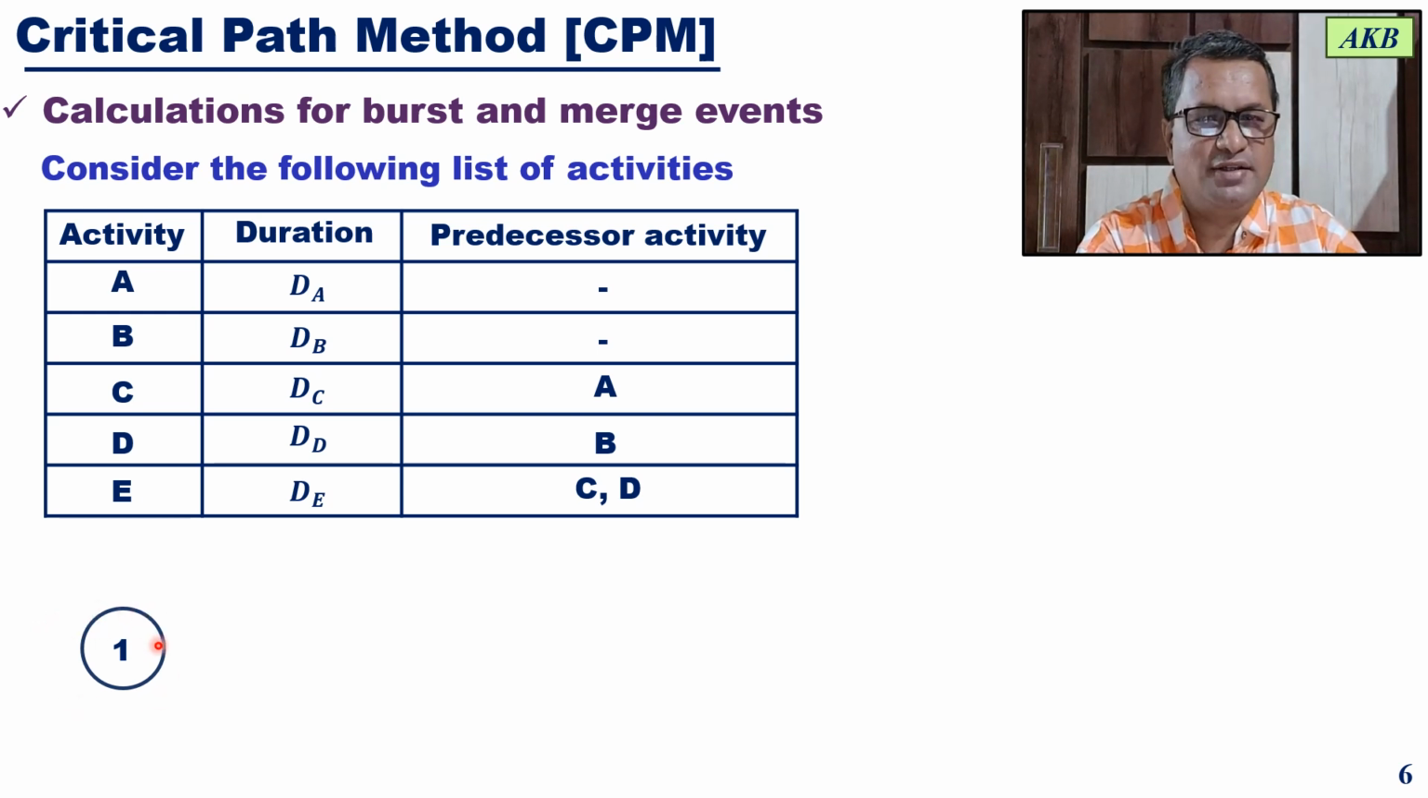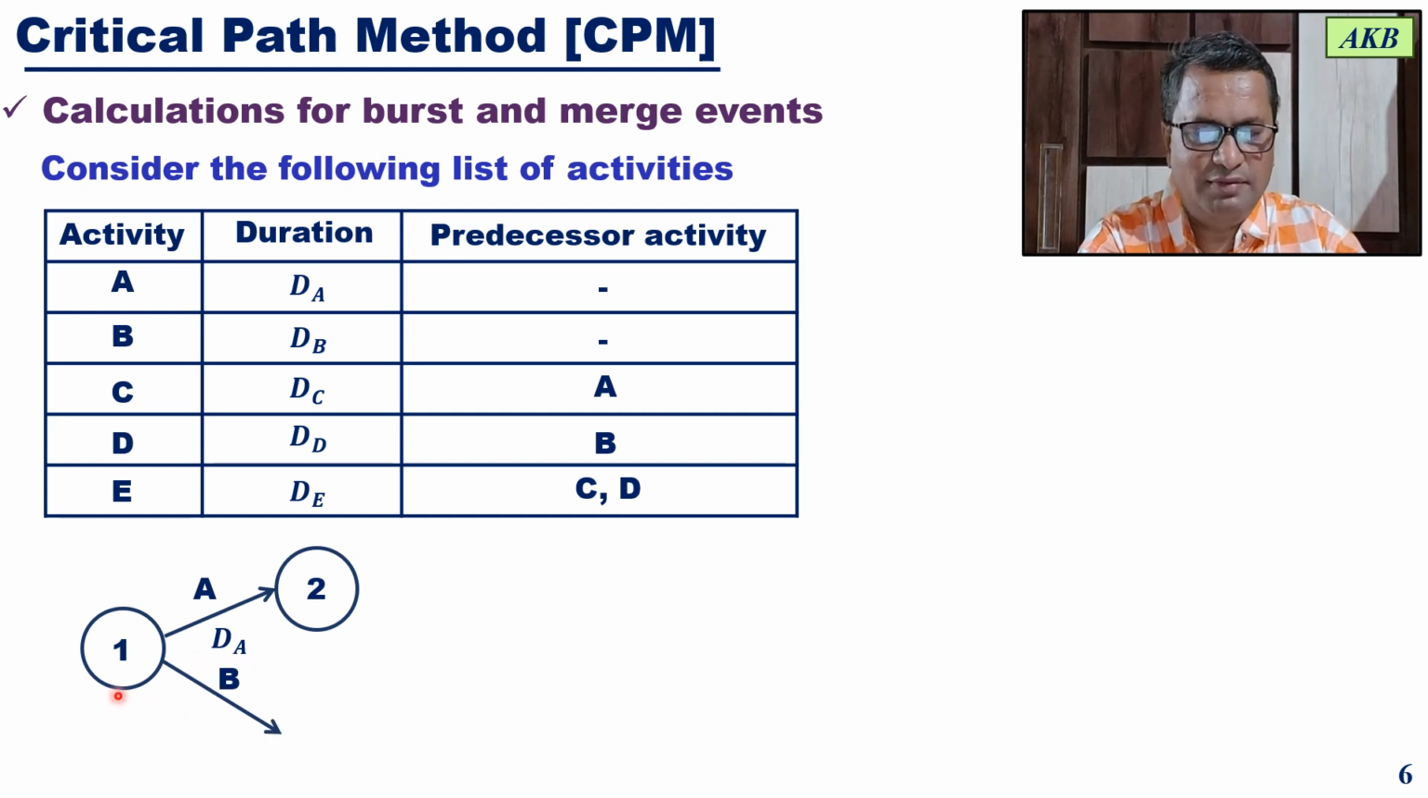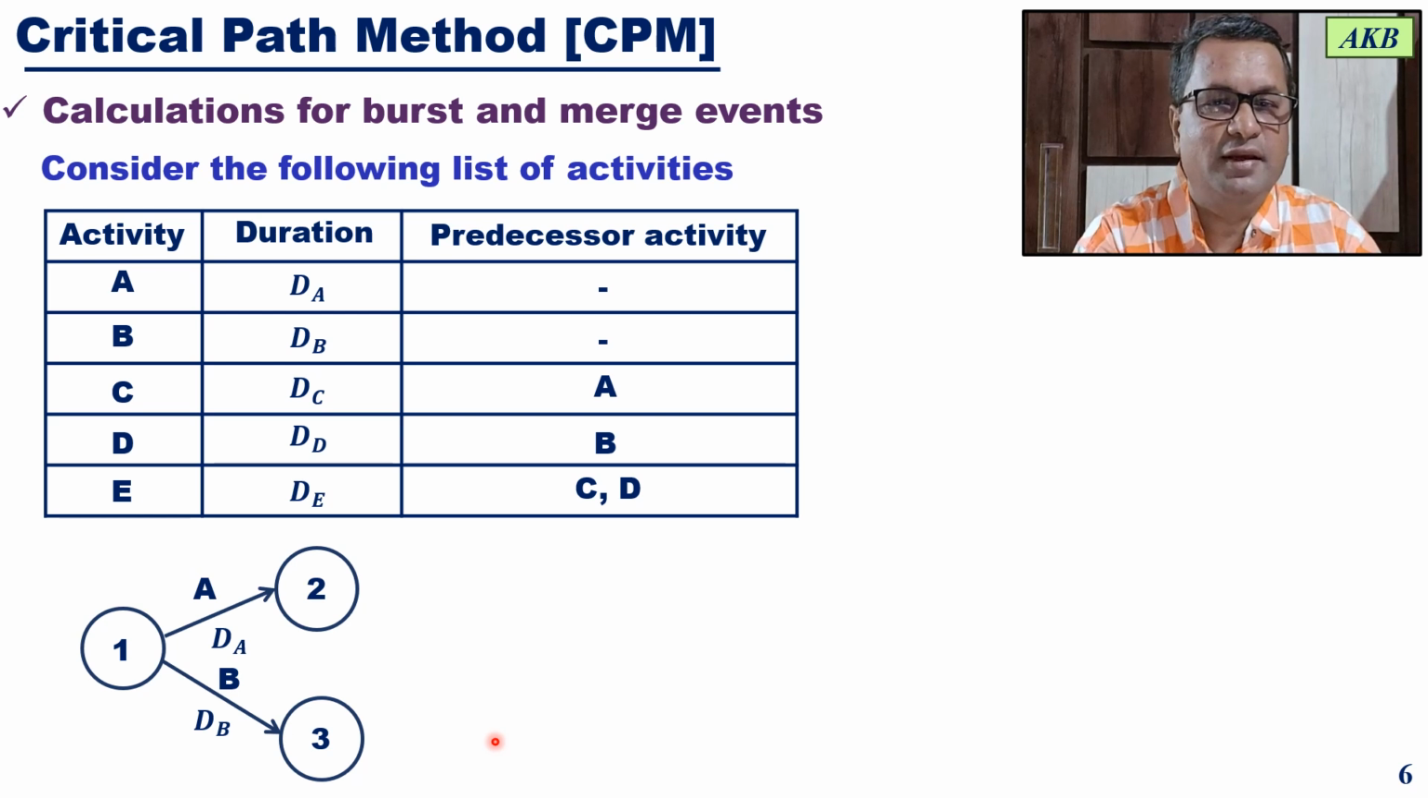So first event, I'm calling it event 1, and as per information, this will be the start event for activity A, which has duration of dA and which will be completing at event 2. Event 2 will be the end event. Okay. Activity B will also start at event 1. It will proceed for duration dB, and the end event for this activity will be event 3.